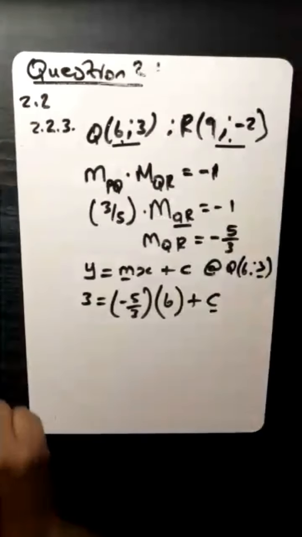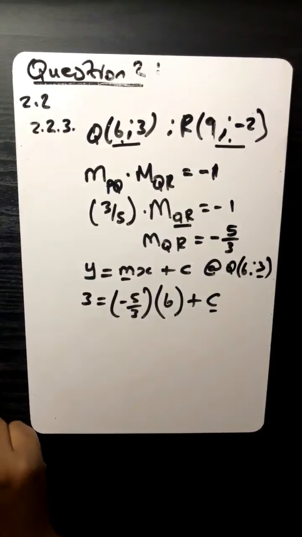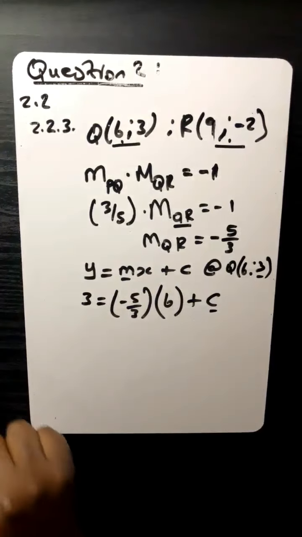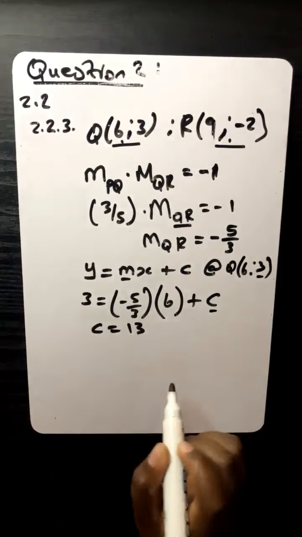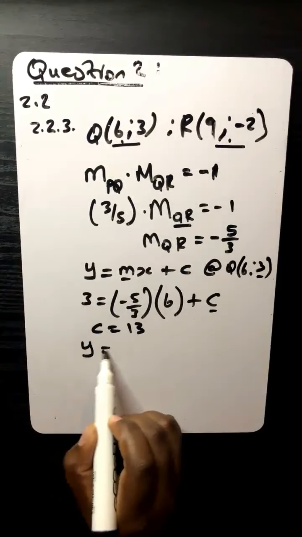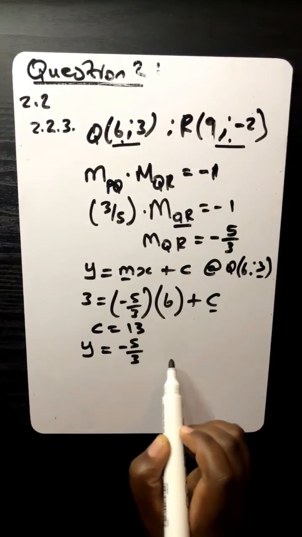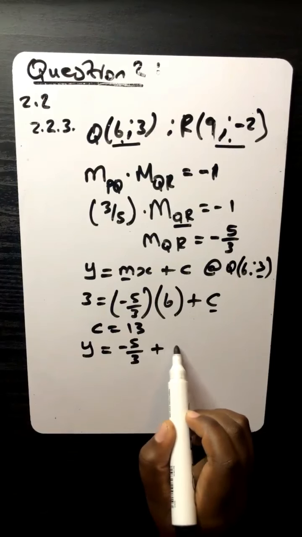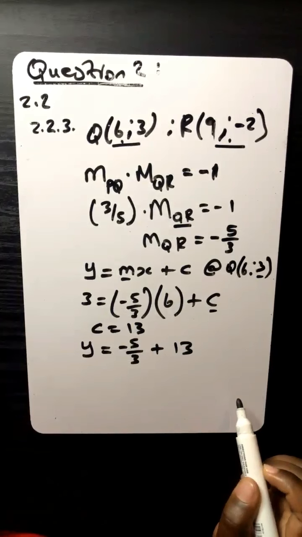So it's 3 minus, into what is it? -5 over 3 times 6. Then I'm getting 13. So that means c is equal to 13. That means the equation is y = -5/3 x plus 13. So this is what I'm getting.